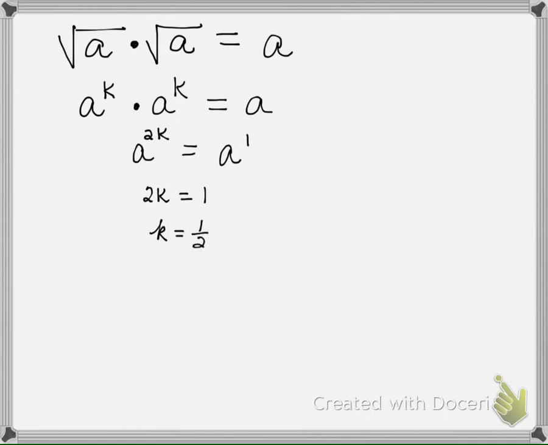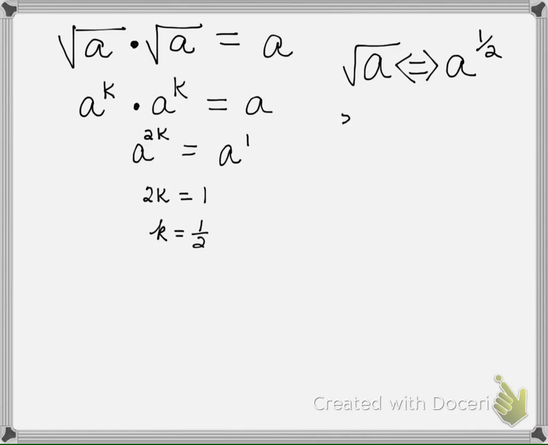So that must mean that the square root of a is the same thing as a to the 1/2. That's an important principle. That's an important thing to know, isn't it? Those are equivalent statements. So the square root of a is written in what we call radical form. A to the 1/2 power is written in exponential form, but they mean the same thing.